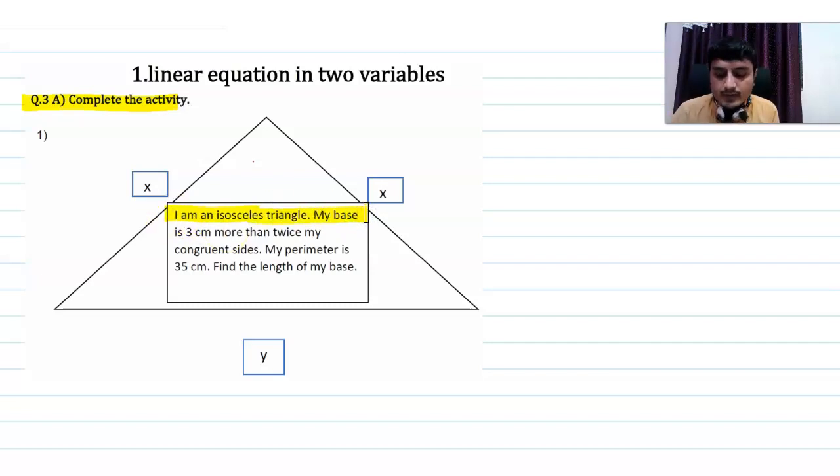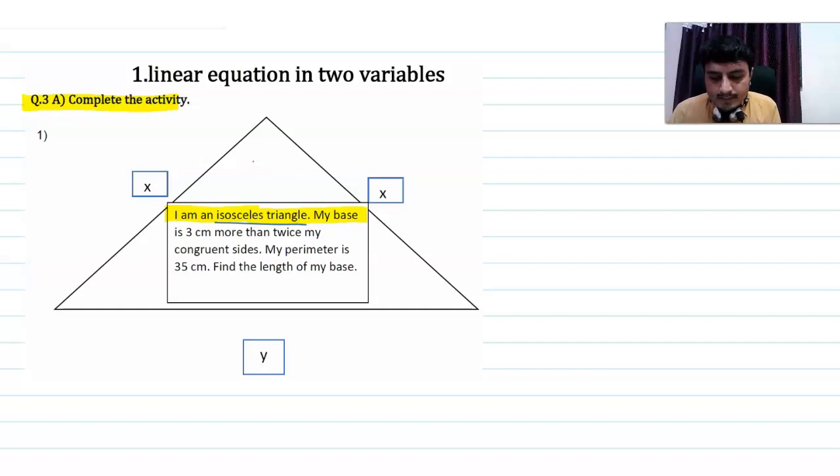First of all, be focused. What is meant by an isosceles triangle? An isosceles triangle means a triangle whose any two sides are congruent, or we might say equal. Such a kind of triangle is said to be an isosceles triangle.